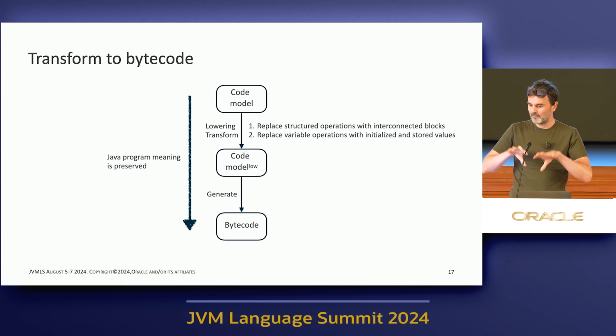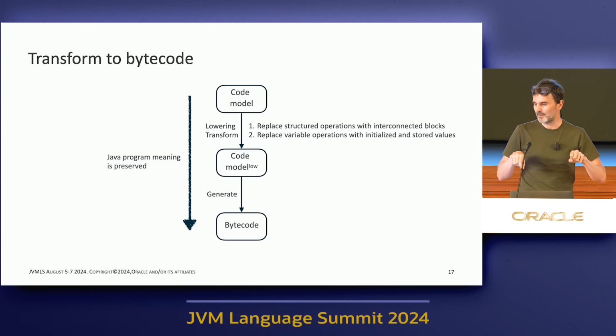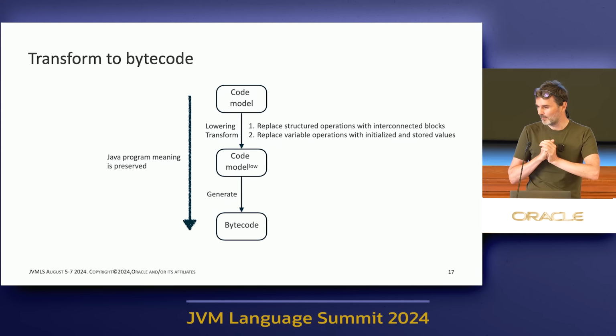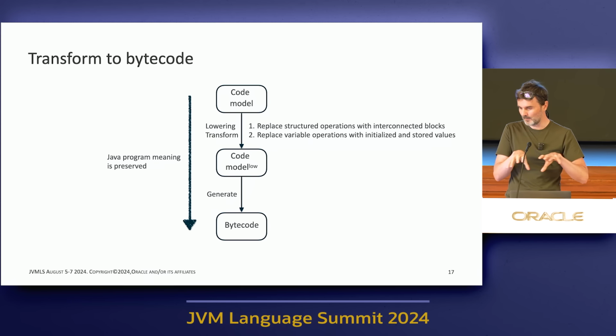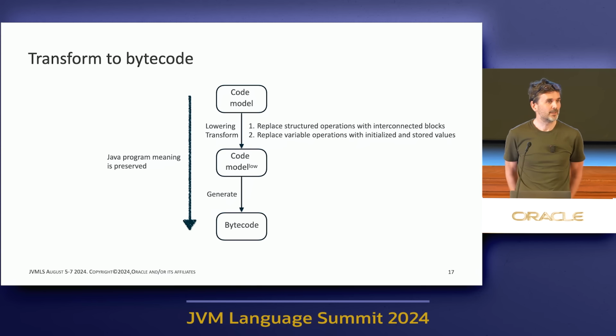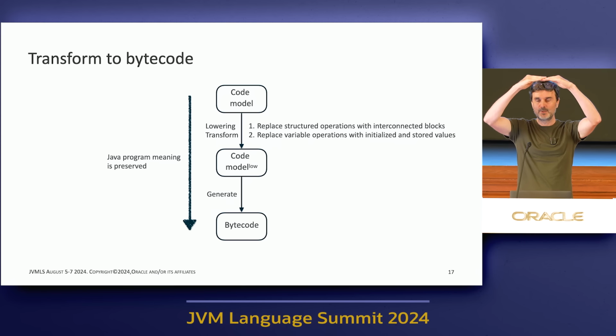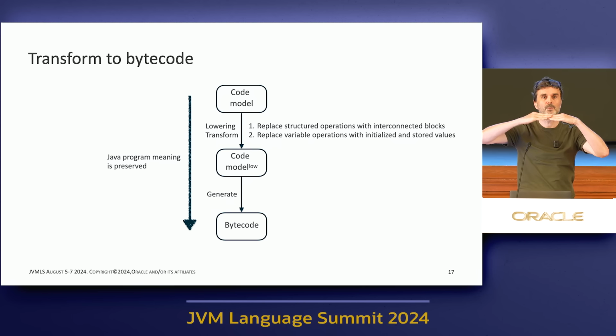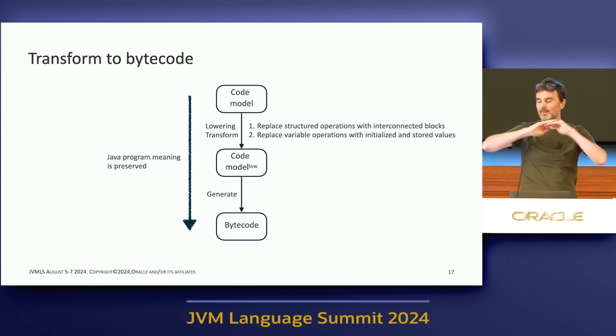So I'm going to flip now and talk a bit about transformations of code models. The natural thing to do is we can generate bytecode from code models. I think that's a given, we have to do that. So we take a code model, and before we translate it to bytecode, the next step is we could lower the code model into a lowered form, where we replace structures with interconnected basic blocks.